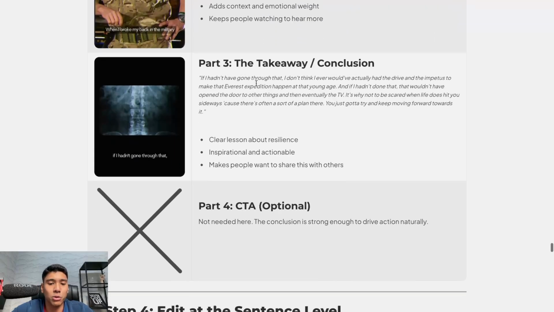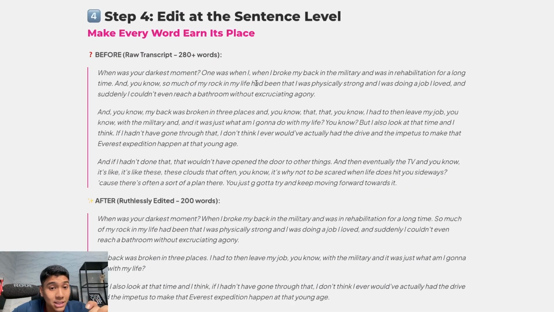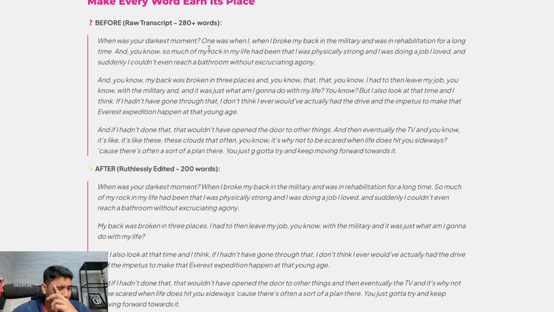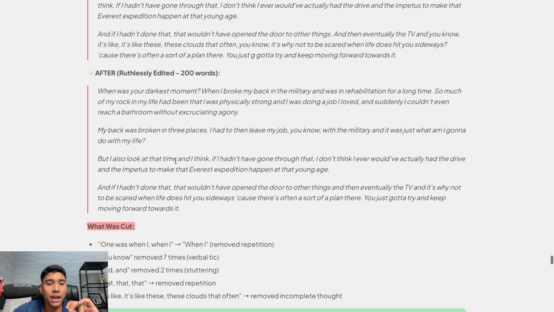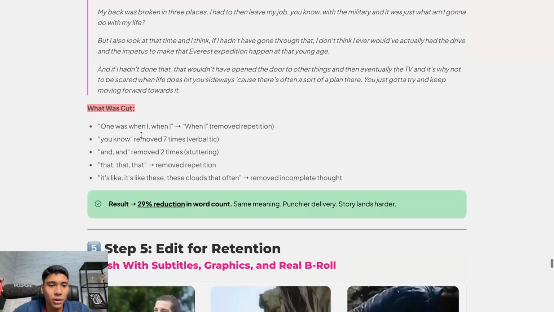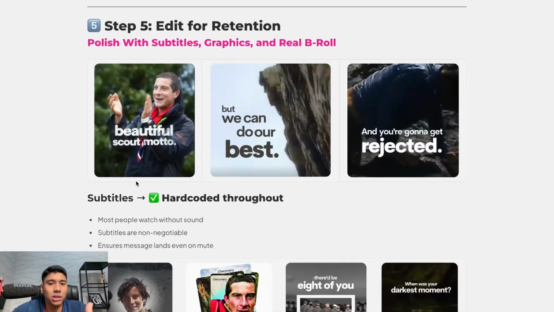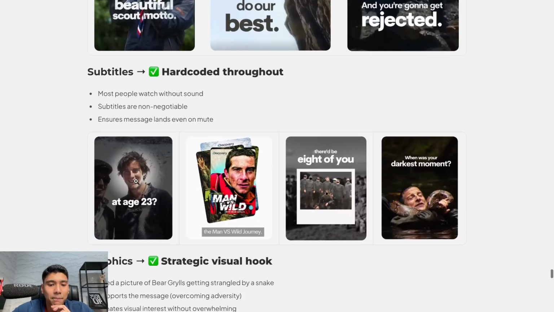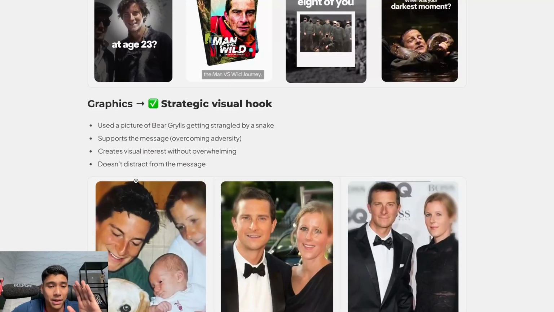The second hook can also be a story. Step 4, edit at the sentence level. Make every word earn its place, right? So if you want to see a real transcript that I got from the rough cut to actually the edited version, you can have a look at this document, right? I cut one without when I removed 7 times, and that it's like this, it's like this, removed incomplete thought. And in step 5, edit for retention, so subtitles, graphics, and real B-roll, to make the viewing experience as best as possible for the viewers and actually keep them engaged.